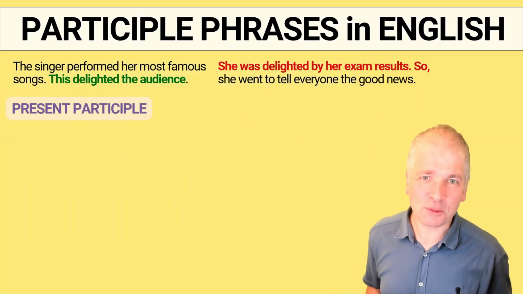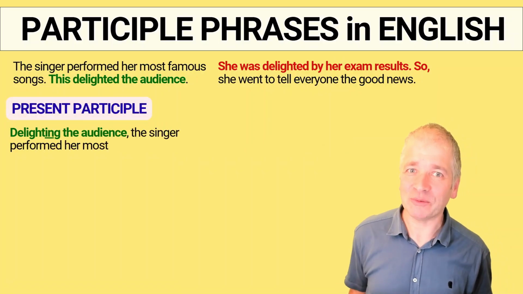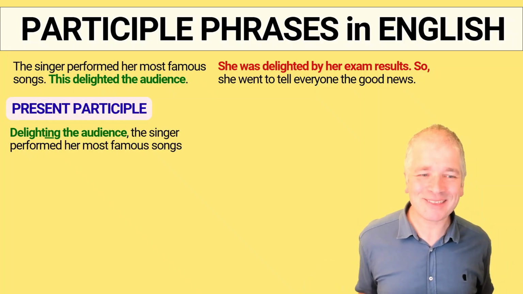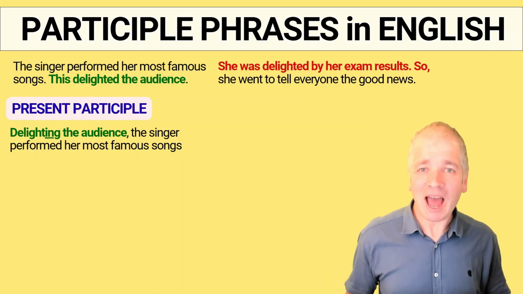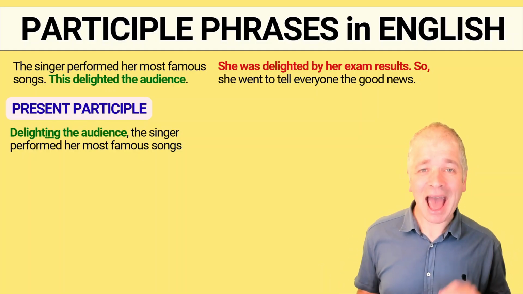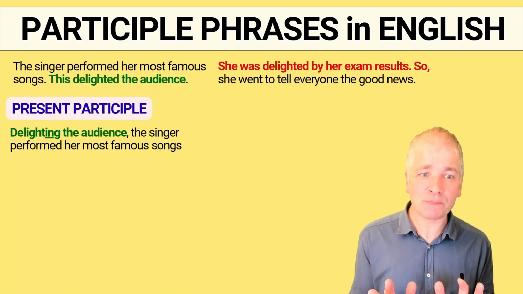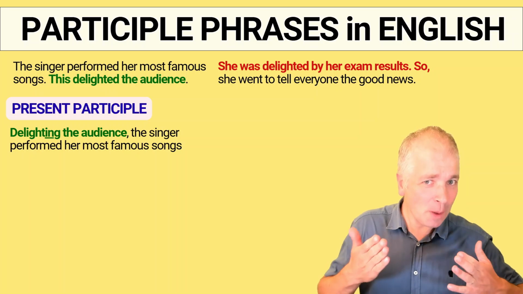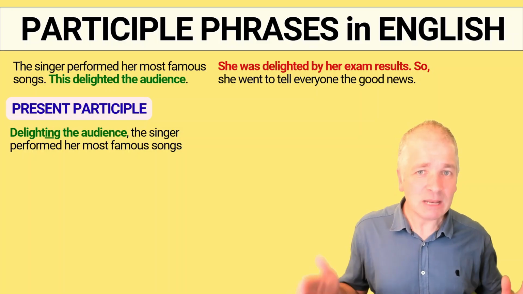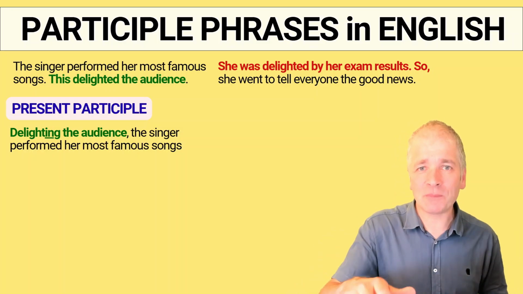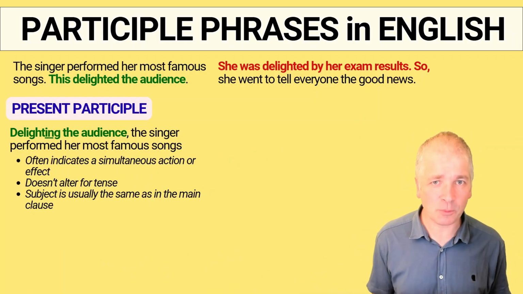Let's start off with the first one and using a present participle, and here's an alternative. Delighting the audience, the singer performed her most famous songs. And this has exactly the same meaning as the two sentences above it. Here we're using a present participle, delighting, which is the verb delight with ing at the end, and then a noun on its own. It's a phrase. It doesn't have a verb that takes tense, and this is one of the features of a participle phrase.